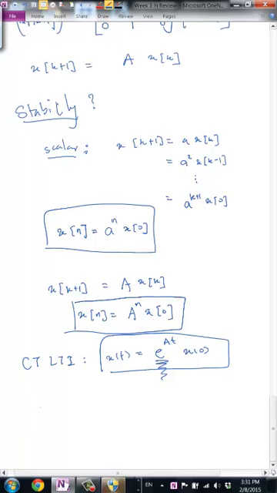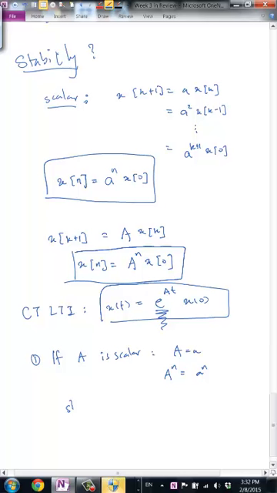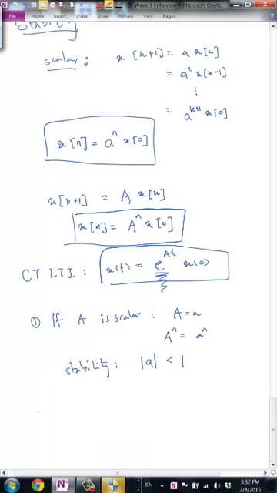So how do we compute A to the n? Let's again start with the scalar case. If a is a scalar, then we know that a to the n is just a scalar to the n. So for stability, we need the magnitude of a to be strictly less than 1. What if A is diagonalizable? I'm developing things exactly like we did for continuous time. Conceptually, we're just mirroring that precisely.